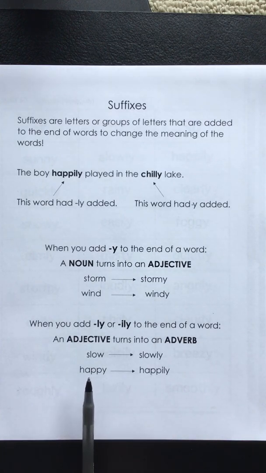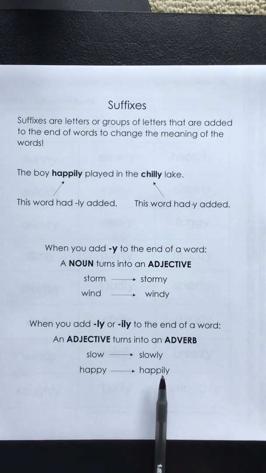Okay, the happy girl played in her backyard. Okay, there's a sentence. If I add ly to the end of it, you notice that my y turned to I, and then I added ly. Now I would use it like this. The girl played happily in her backyard. Happily is now describing the word played, which is a verb. All right, so it becomes an adverb.